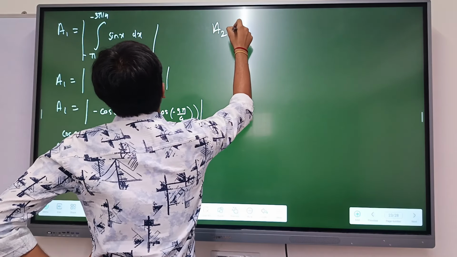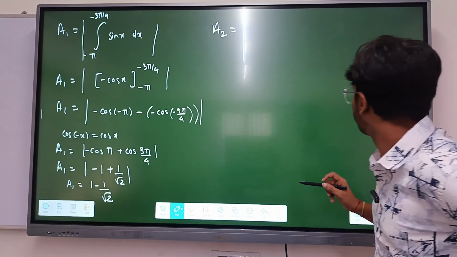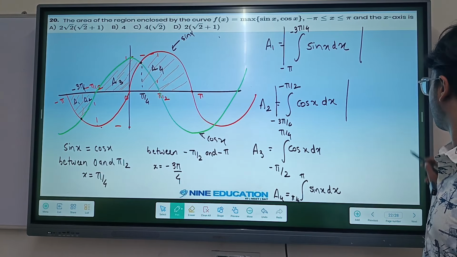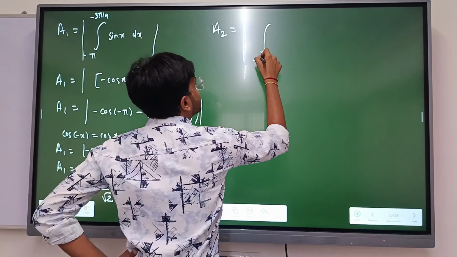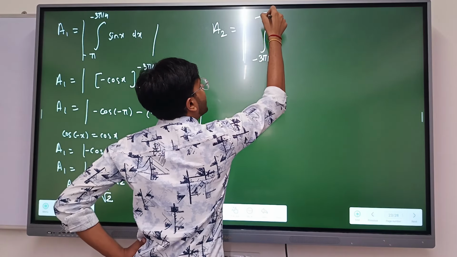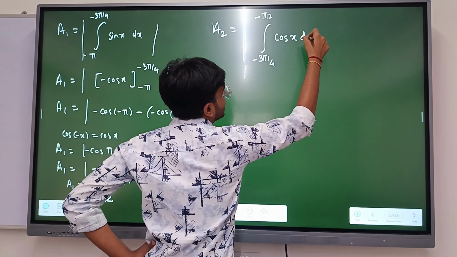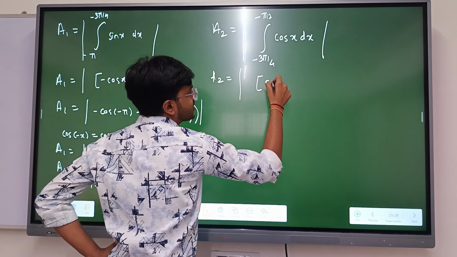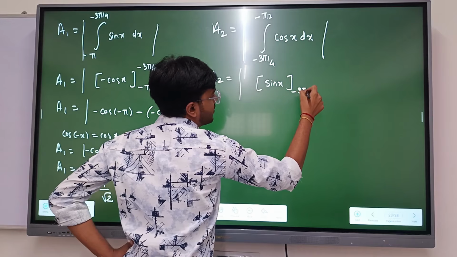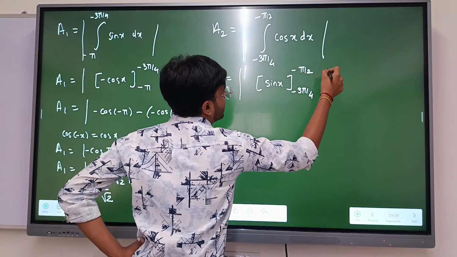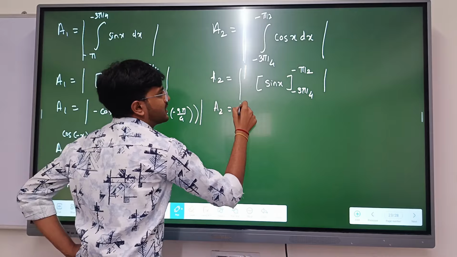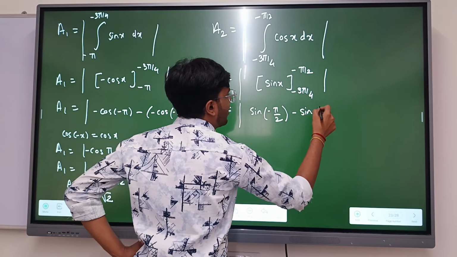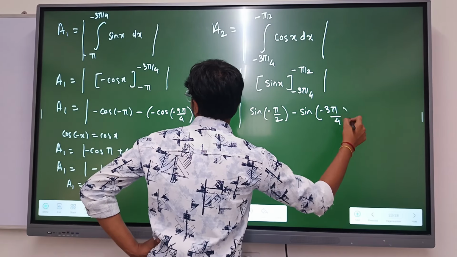Now, talking about area A2. What is area A2? Area A2 is from minus 3 pi by 4 to minus pi by 2 of cos x dx. So what is the integration of cos x? The integration of cos x is sin x from minus 3 pi by 4 to minus pi by 2, with the mod. Now let's put the values: sin of minus pi by 2 minus sin of minus 3 pi by 4.